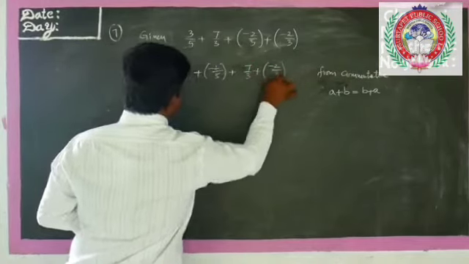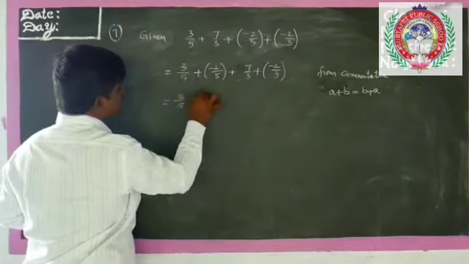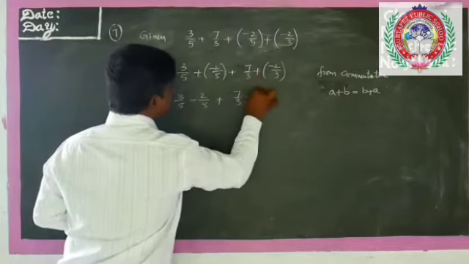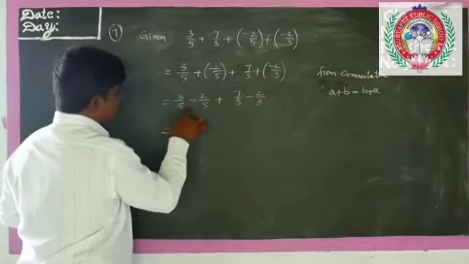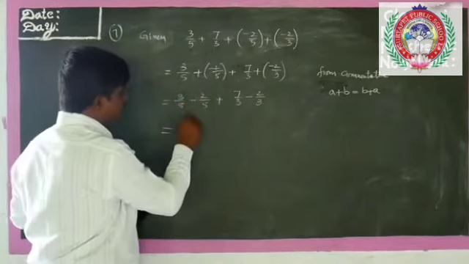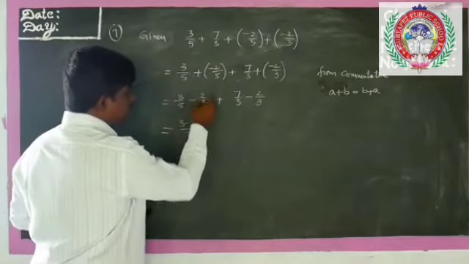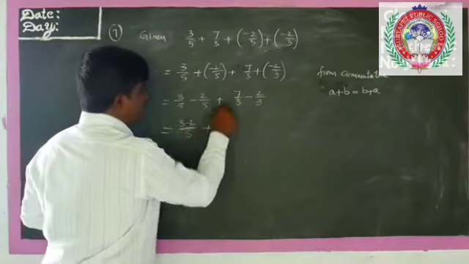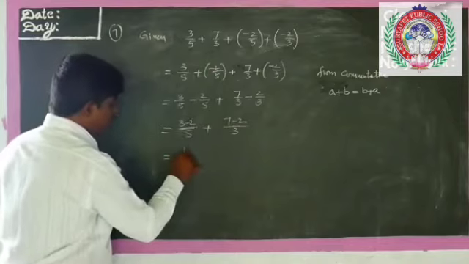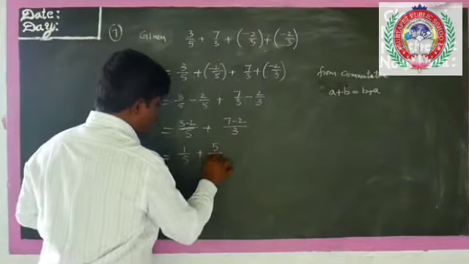Now observe this, 3 by 5 plus of minus 2 by 5 plus 7 by 3 plus of minus 2 by 3. Now as denominators are same, we can simplify numerators directly. So 3 minus 2 value is 1 divided by 5. Otherwise let me write one more step. So 3 minus 2 divided by 5 plus 7 minus 2 divided by 3. Now 3 minus 2 is 1 divided by 5 plus 7 minus 2 is 5 divided by 3.